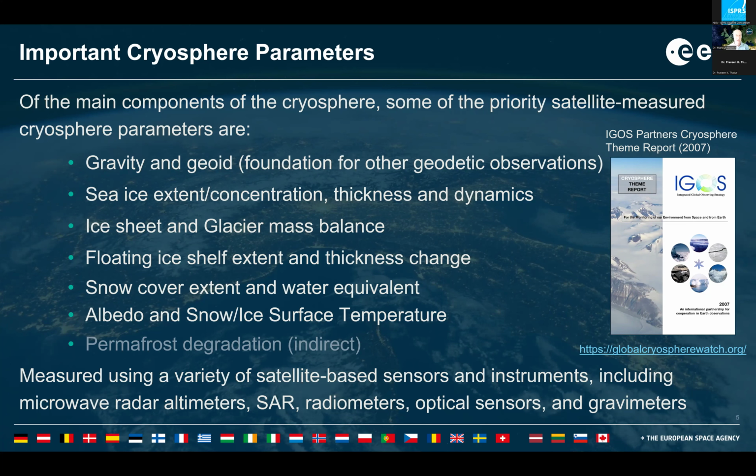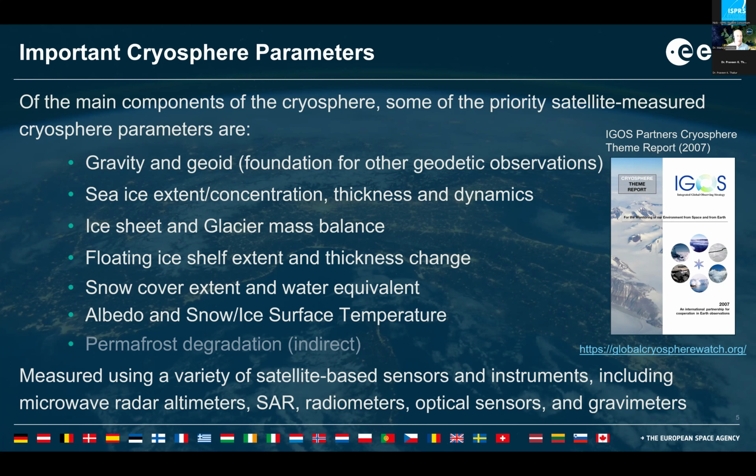This is, of course, an indirect measurement, and that's the reason why I don't focus particularly on it later in the talk, although we do have permafrost products today being developed by ESA. Now, these parameters are measured using a variety of satellite-based sensors and instruments, including principally microwave instruments, which comprise radar altimeters, synthetic aperture imaging radars, and radiometers. And then we also have optical sensors, which are, of course, limited by daylight in the polar regions and high latitudes, and also gravimeters.